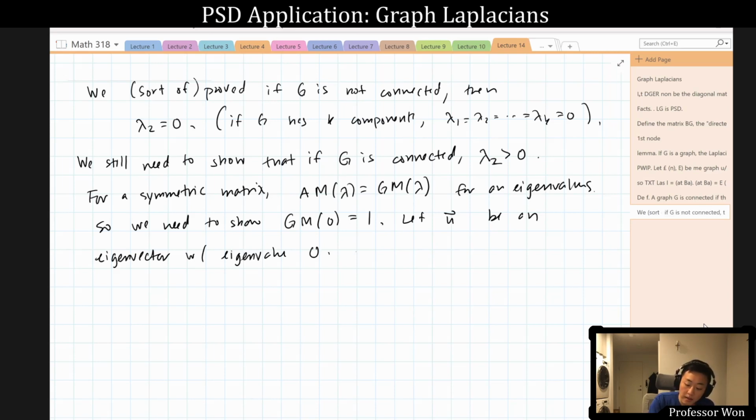Okay, so since it's an eigenvector with eigenvalue 0, that means that LG times U is equal to 0 times U, which is the 0 vector. So that means that 0 is equal to U transpose LG U. Right? Because if you multiply by U transpose times the 0 vector, you'll get the number 0. But this thing was also supposed to be, if you take all of the edges in G, Ui minus Uj squared.